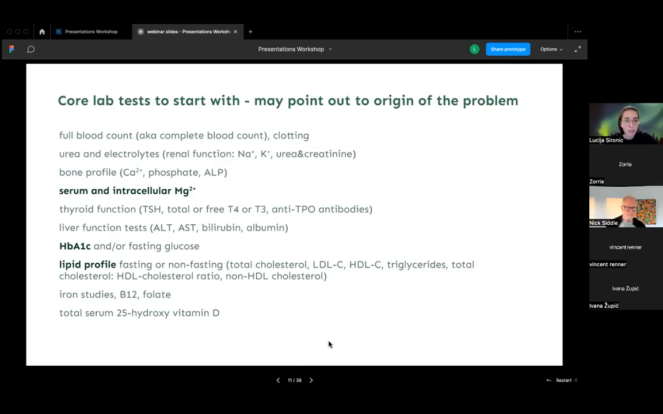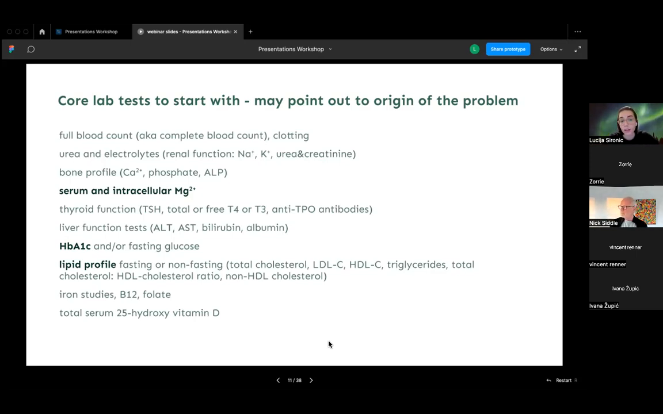So really basic stuff such as full blood count, also known as complete blood count. So just seeing what the hemoglobin is, what different cells are like, neutrophils, lymphocytes, and so on. Looking at clotting factors, in some cases, might also be helpful. Getting things like renal function, liver function, thyroid function, bone profile, all very useful. Magnesium is something I will touch upon as well, and the reasons for that will become evident in a bit.